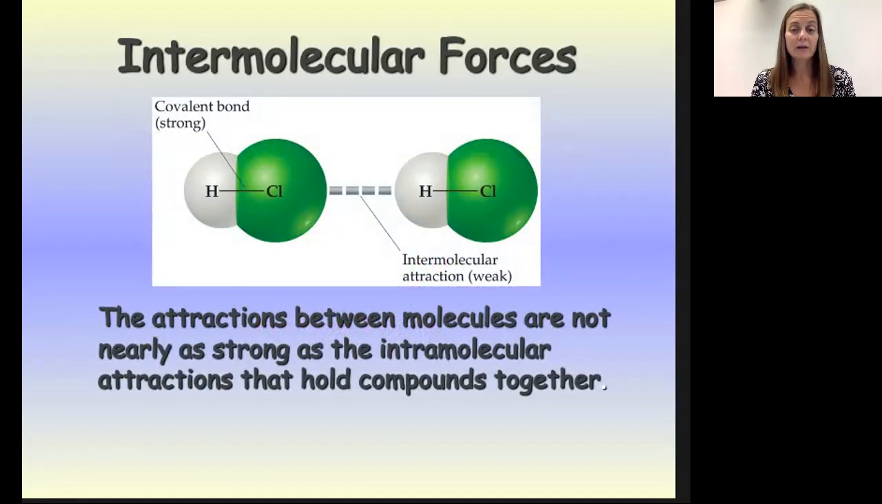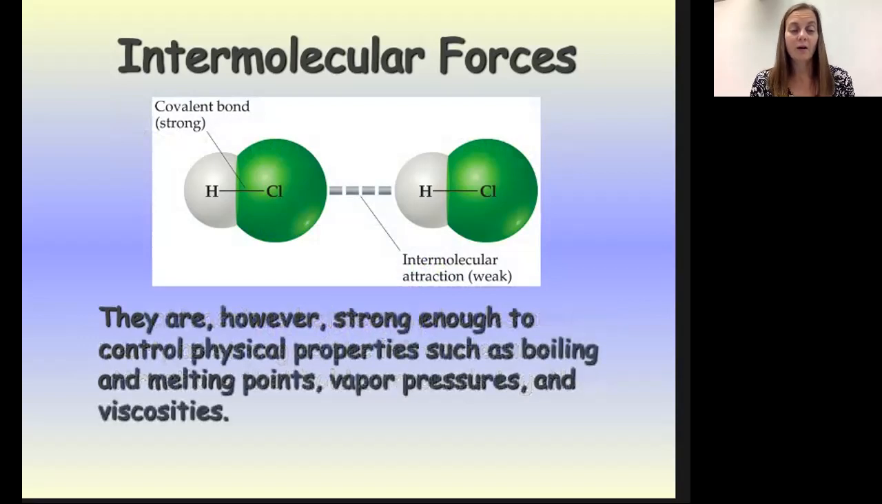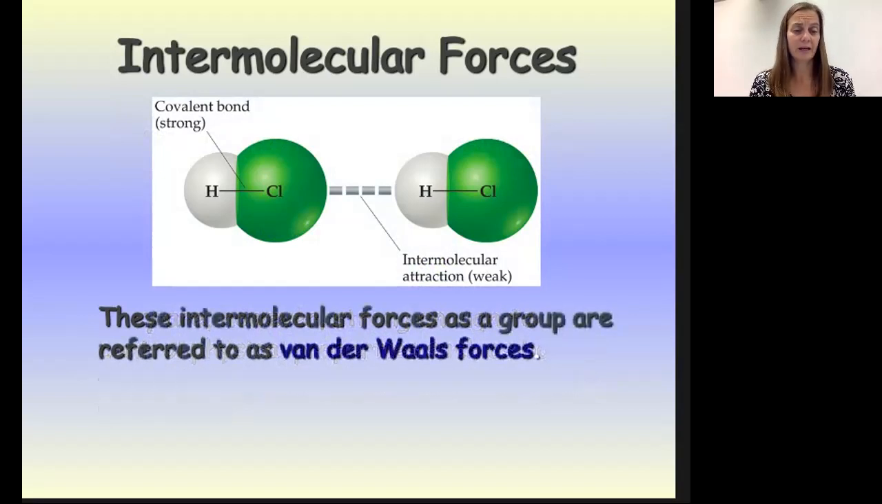They are not nearly as strong as the intramolecular attractions that hold compounds together. So these are not nearly as strong as bonds. They are, however, strong enough to control physical properties like boiling and melting points, vapor pressures, viscosities, and many other characteristics like capillary action. As a group, we can refer to all of the intermolecular forces as van der Waals forces. That's an older term, but you will still sometimes run across it.